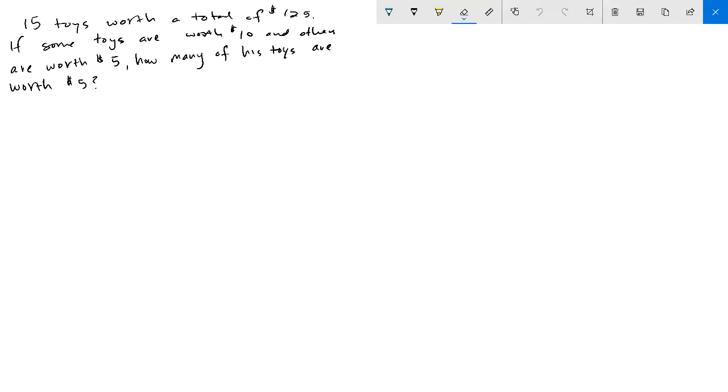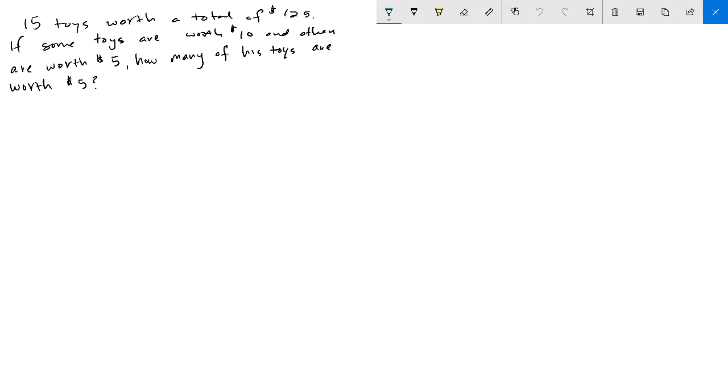All right, this problem tells us that Johnny has 15 toys worth a total of $125. If some toys are worth $10 and others are worth $5, how many of his toys are worth $5? These problems come up all the time on the DAT. They give you some word problem and they expect that you'll be able to write an algebraic expression that illustrates the word problem and then solve that algebraic expression for one of the variables.